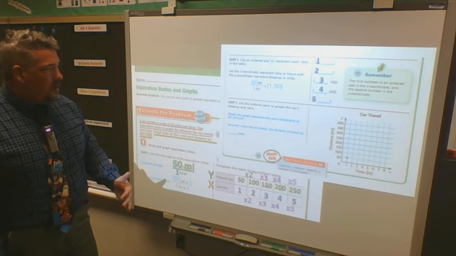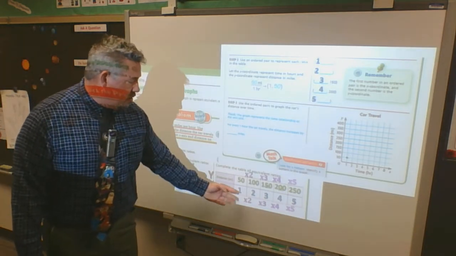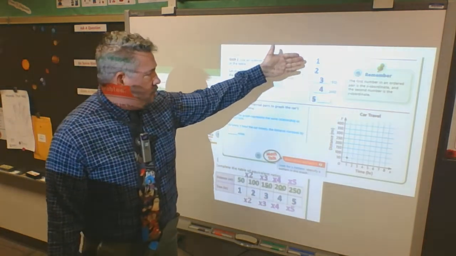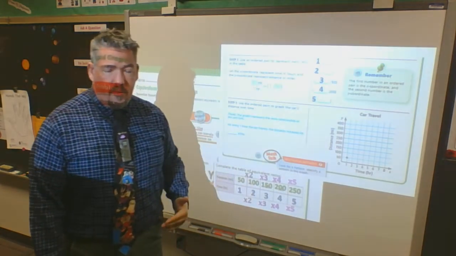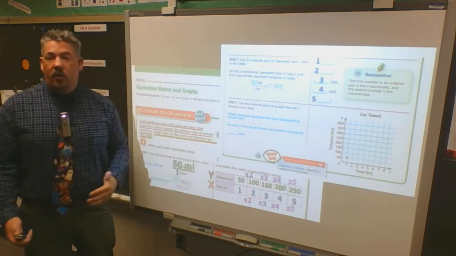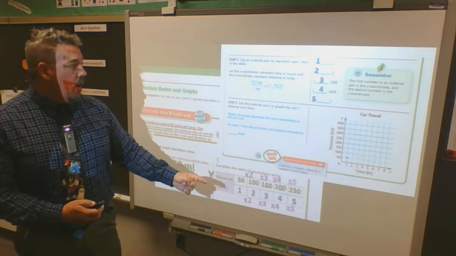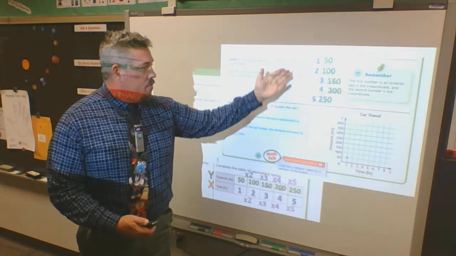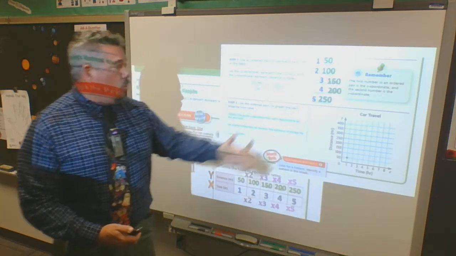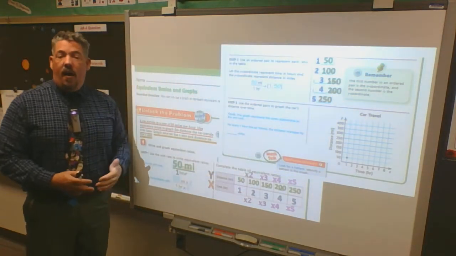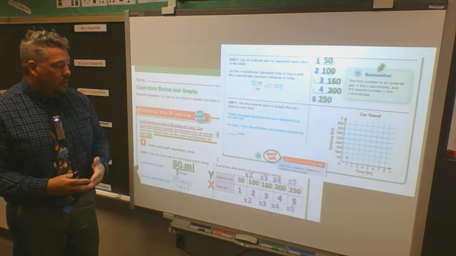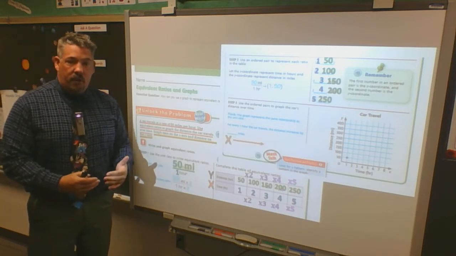When I'm plotting them then, I can see my X's go consecutive in numbers. So 1, 2, 3, 4, 5. And then my Y's are increasing by 50, starting at 50. So I just have to make sure I match them up correctly. So I have my 1 and 50, my 2 and 100, my 3 and 150, 4 and 200, 5 and 250. Then making sure that I plot everything correctly.